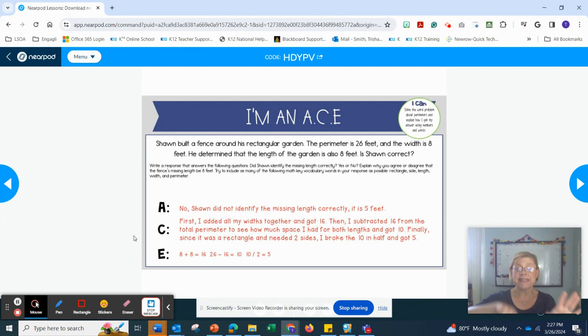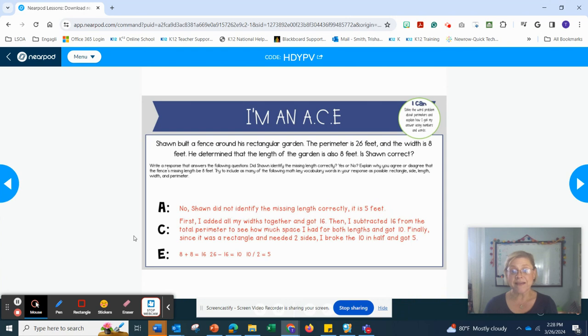8 plus 8 is 16. 26 minus 16 is 10. 10 divided by 2 equals 5. That is how we are going to show that we are an ace with our math WAC.